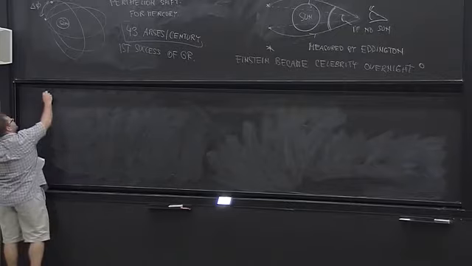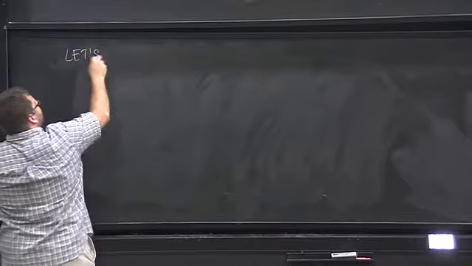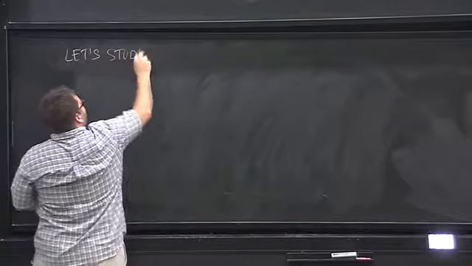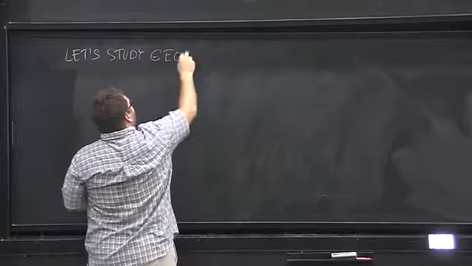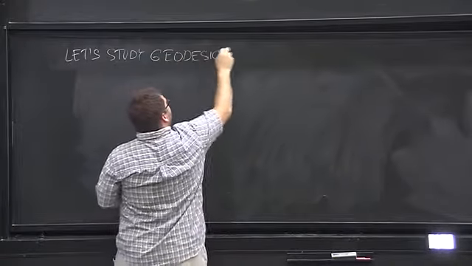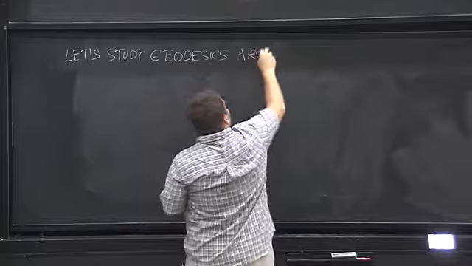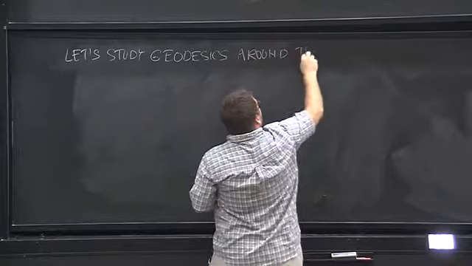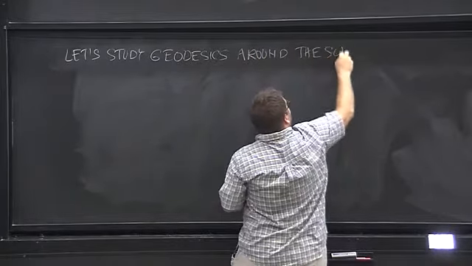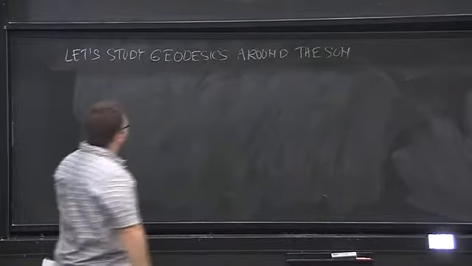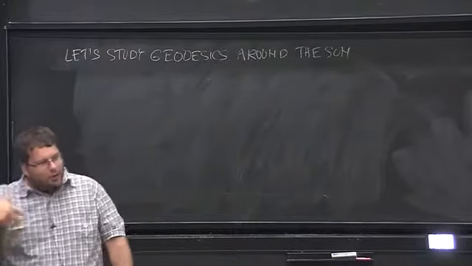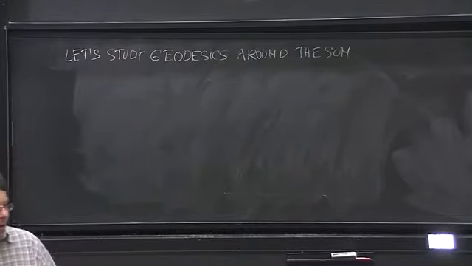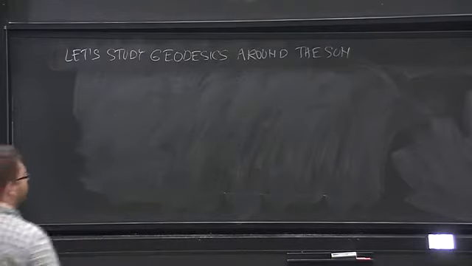All right, so let's study geodesics around the sun. And of course, we know that outside of the sun the spacetime is spherical, so we are in the Schwarzschild spacetime.